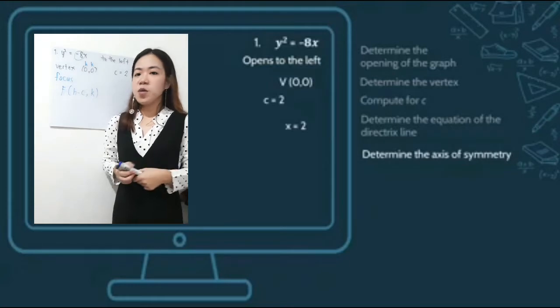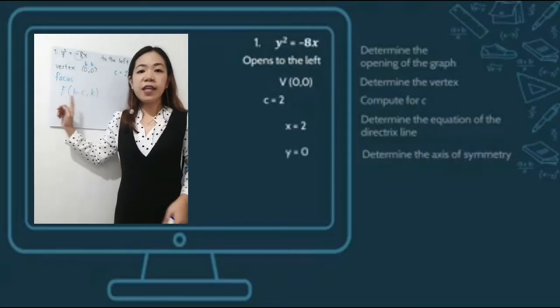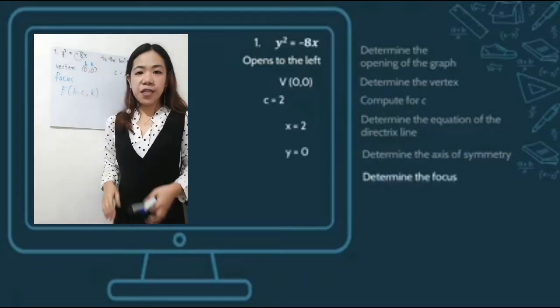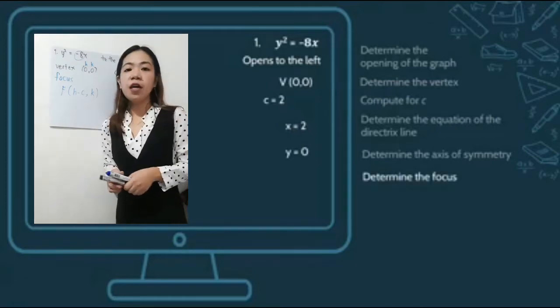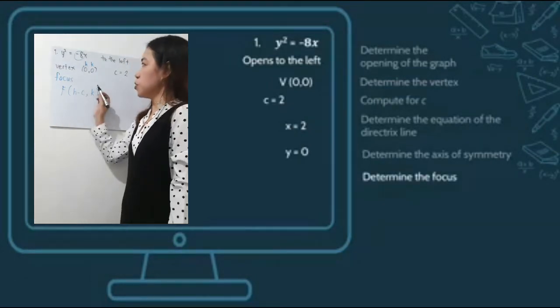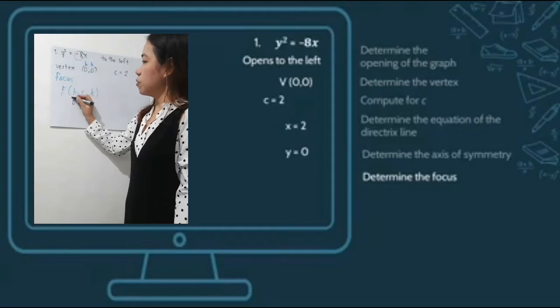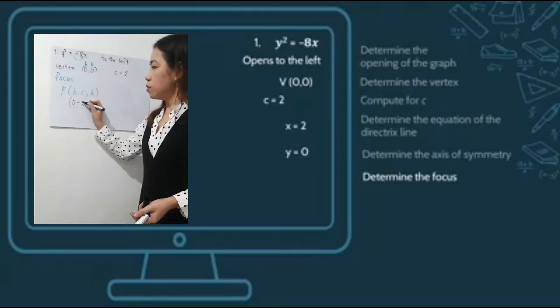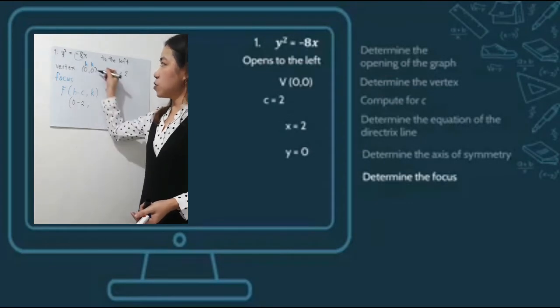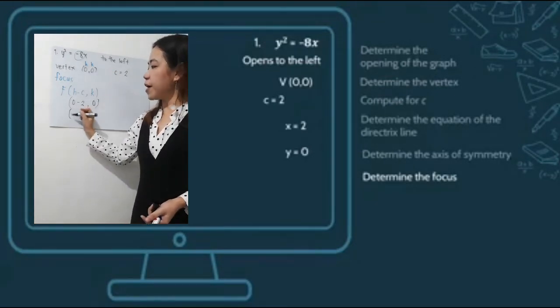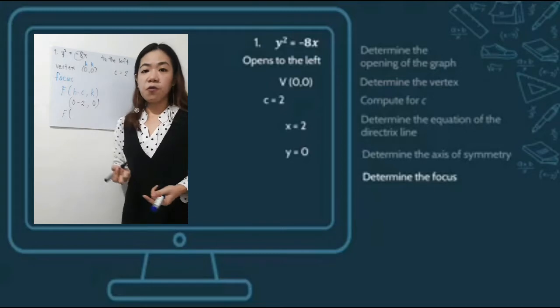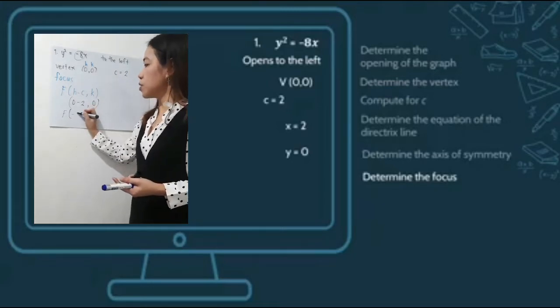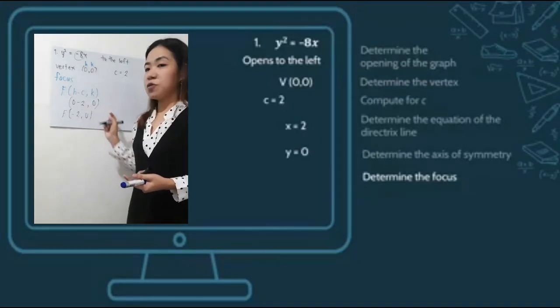For the focus, we have here focus is point F, (h minus c) for the x coordinate, and then k for the y coordinate. So just substitute. h is 0, and then c is 2. 0 minus 2, and then k is also 0. So simplify. For the focal point or focus, we have 0 minus 2, that is negative 2, and then 0.